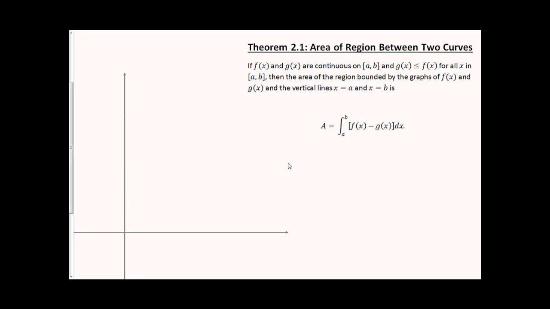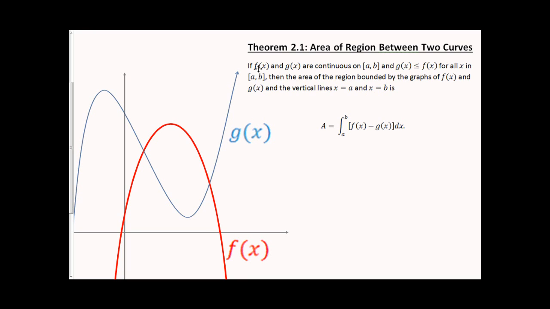Okay, so now we're going to talk about theorem 2.1, which is the area of a region between two curves. Now, if we have two functions, f of x, like this one, and g of x, like this one, so we have two functions f of x and g of x that are continuous on a closed interval from a to b.